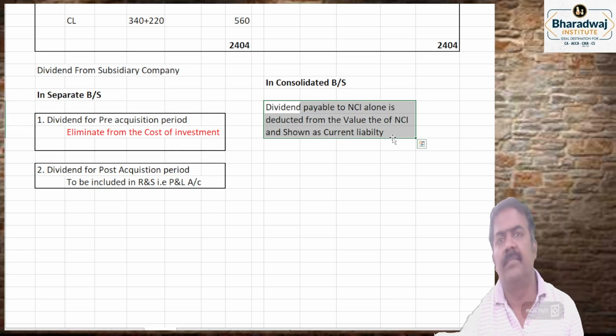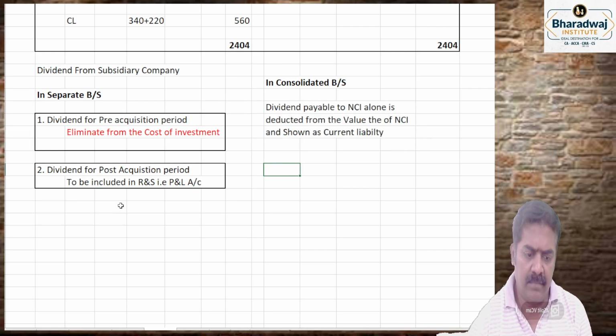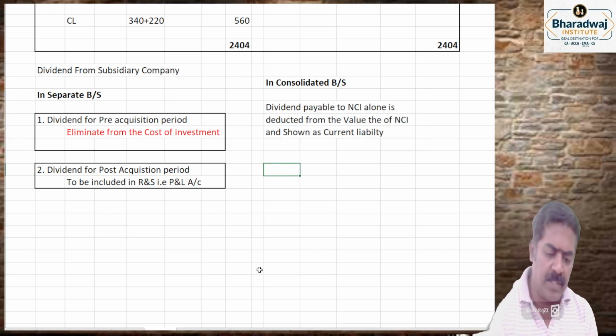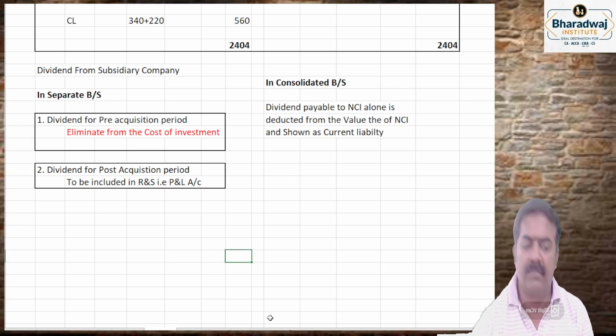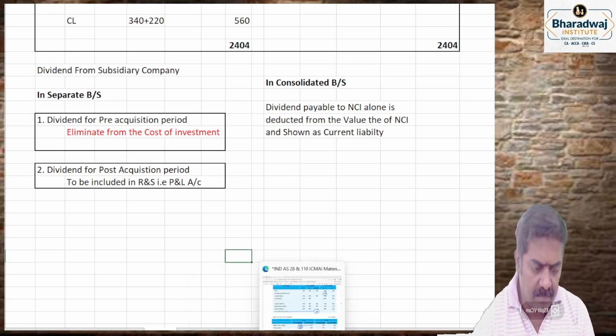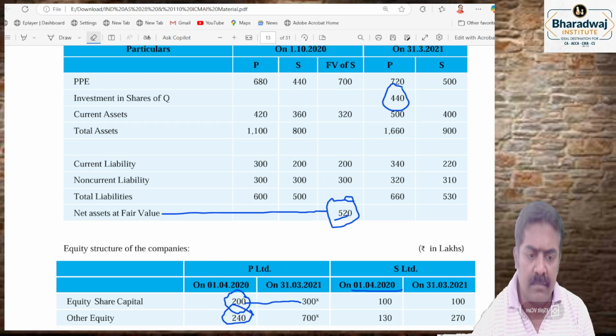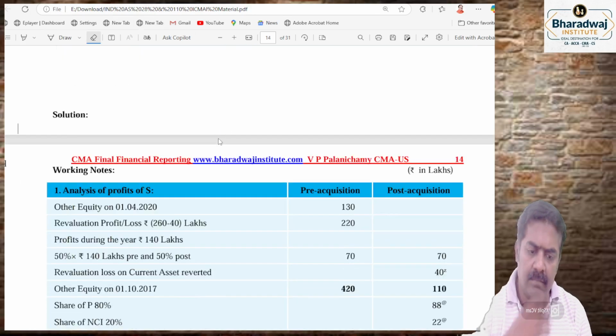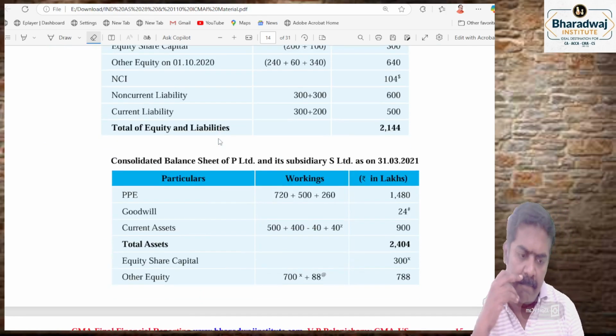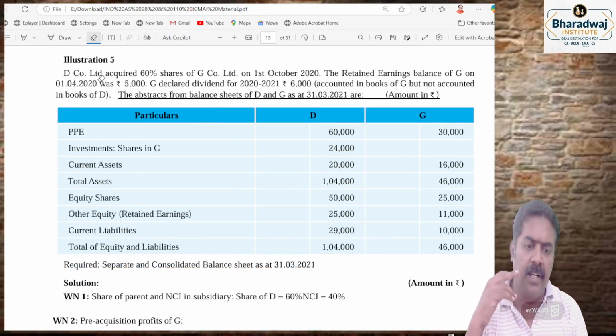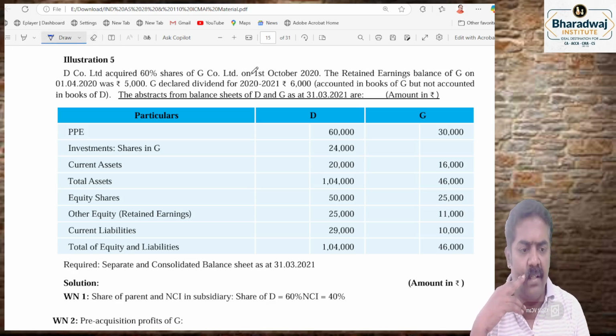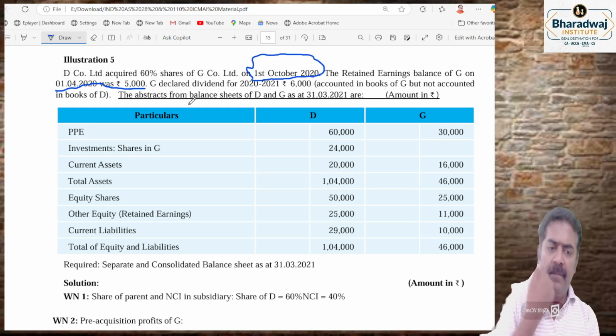Shall we? Go to the next question. Which question? D company acquired how much percentage? 60%. On what date? 1st October 2020. In the middle of the year they acquired shares. Retained earnings at the beginning of the year was 5,000.